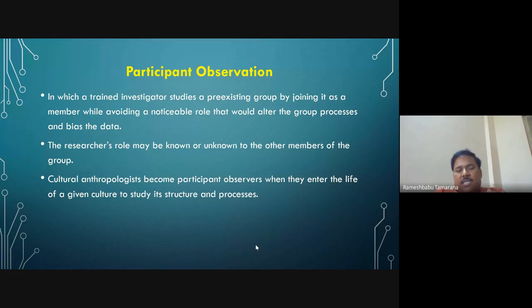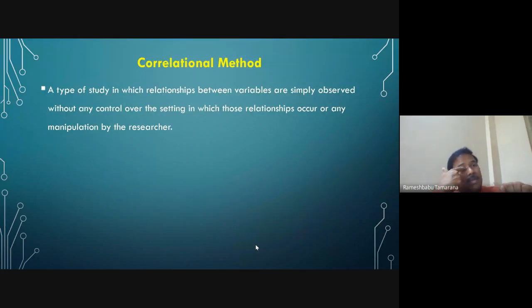This is what participant observation is. Mostly, as I said, cultural anthropologists become participant observers when they enter the life of a given culture to study its structure and processes. So this is basically how ethnographic studies can be done. The second method is the correlational method.